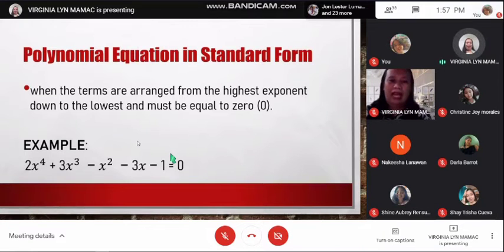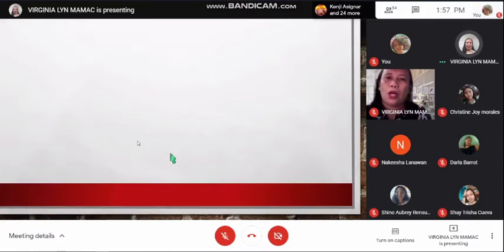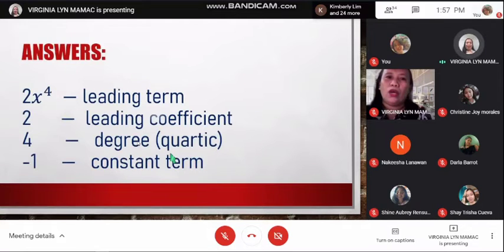Shall we have an example? So I have here 2x to the fourth plus 3x cubed minus x squared minus 3x minus 1 equals 0. From the given example, you are going to identify the leading term, leading coefficient, degree, and constant term. So based on the example given, the leading term is 2x to the fourth. This is the only term which has the highest exponent, which is 4.